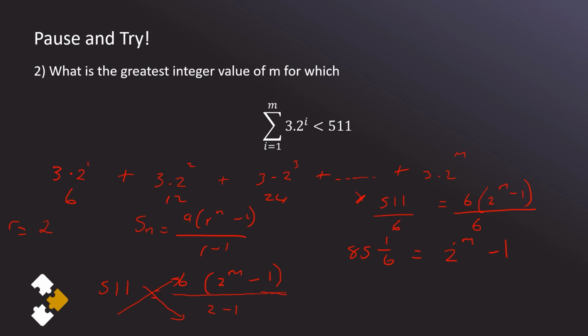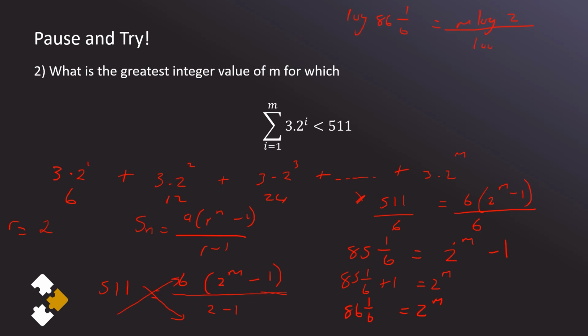Now we'll take the 1 over to the other side. So we'll have 85 and 1 over 6 plus 1 is equal to 2 to the m. And let's quickly check that. Then we have 86 and 1 over 6 is equal to 2 to the m. Now remember, we can apply logs to solve that. So we know that log of 86 and 1 over 6 is equal to m log of 2.